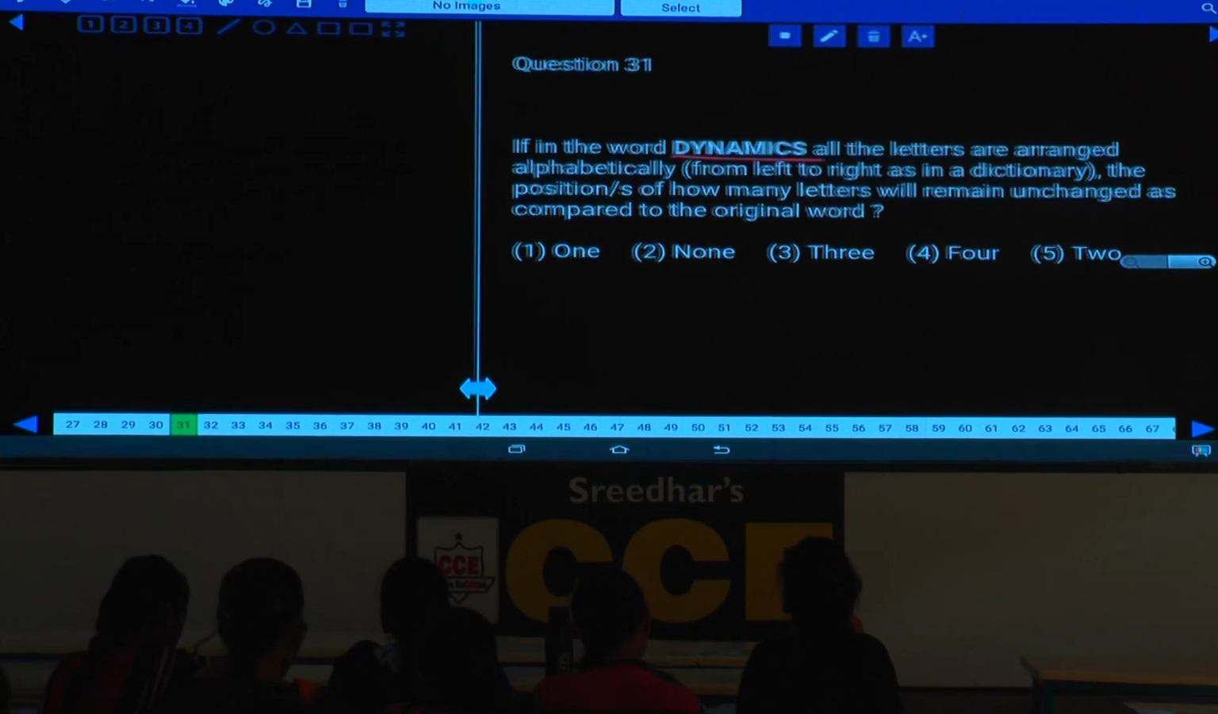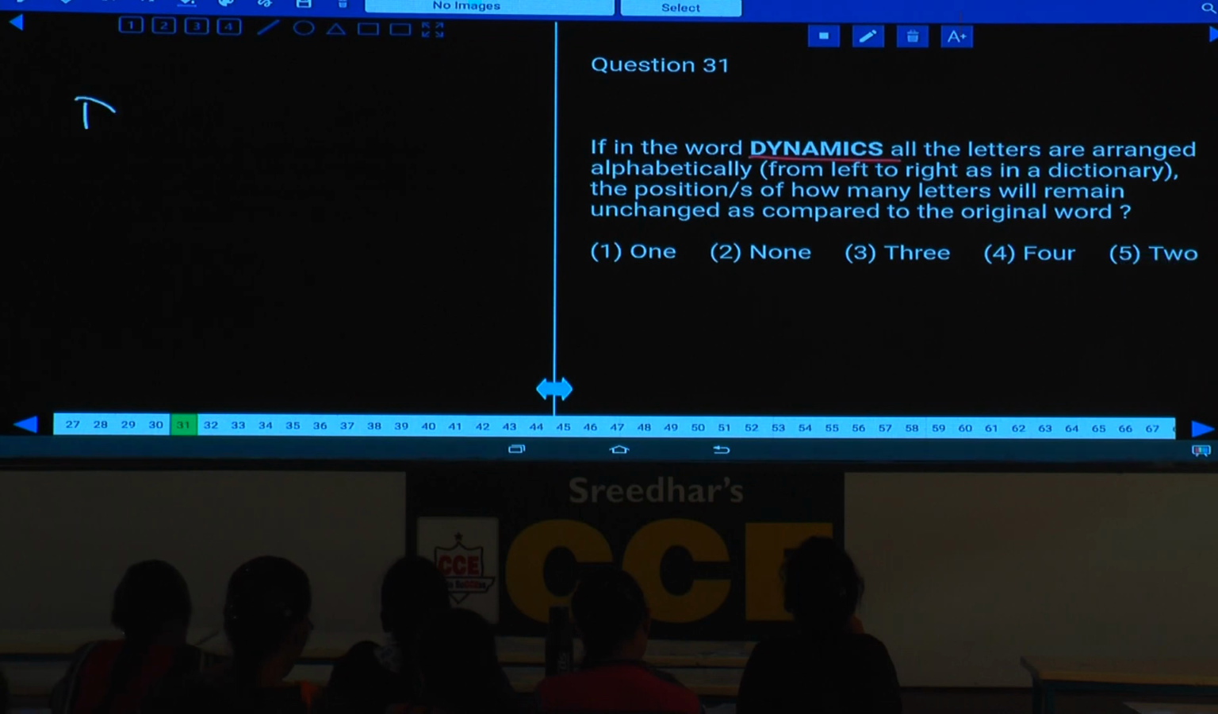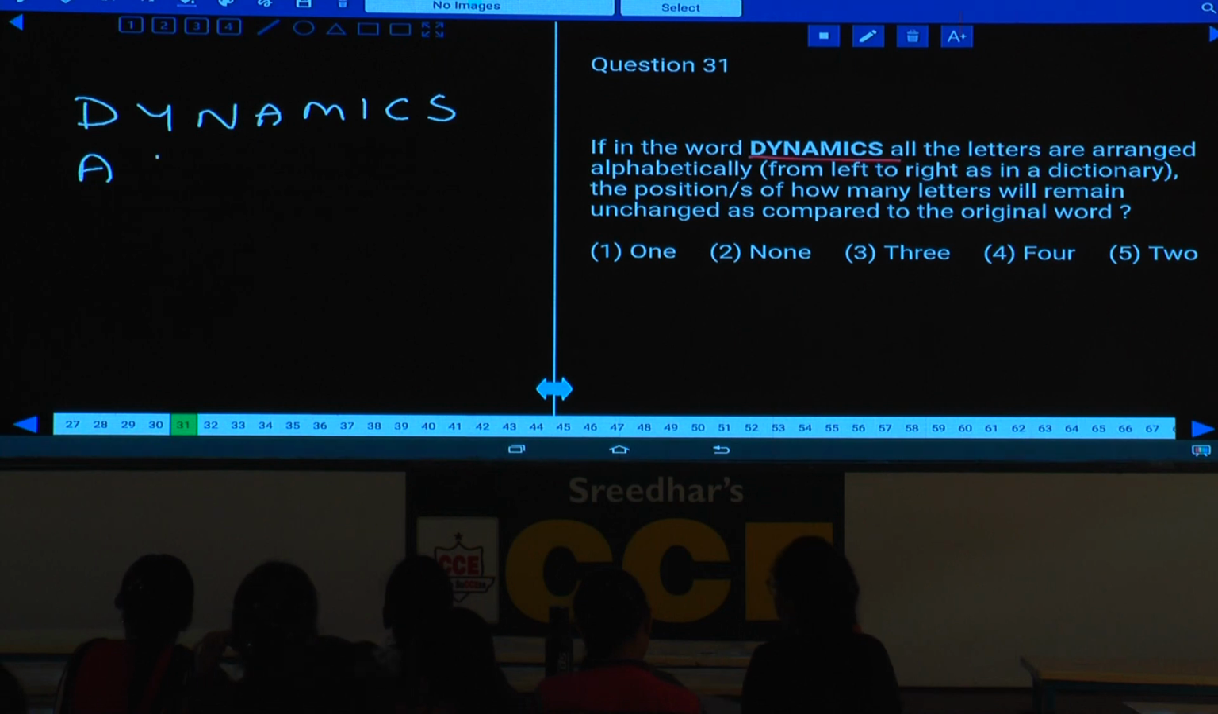hand side as they were in a dictionary. Now if these letters, D, Y, N, A, M, I, C, S, are arranged in the alphabetical order, what is the alphabetical order here? The least letter must be at the first place: C, D, next one I, M, N, S and Y.